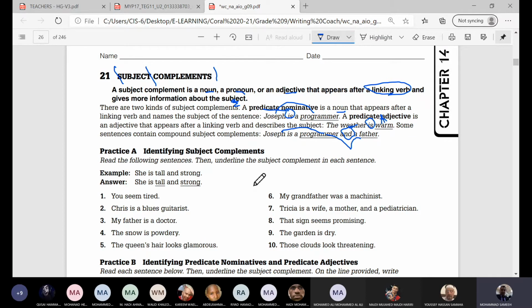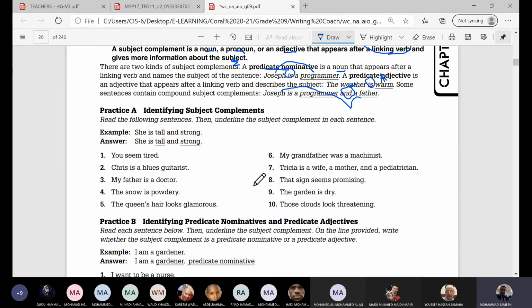Okay. Example, she is tall and strong. How many adjectives describing she? 2 adjectives. Tall, strong. And the verb is linking, as you can see. That's why we have 2 predicate adjectives. Tall, strong, with the conjunction and.